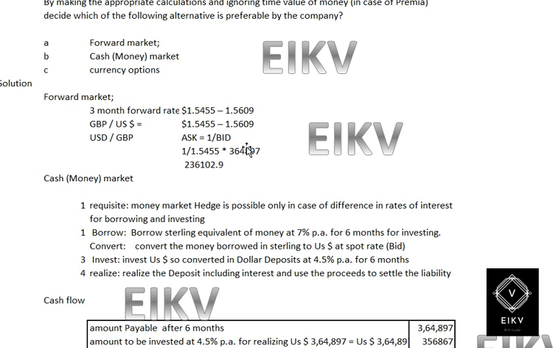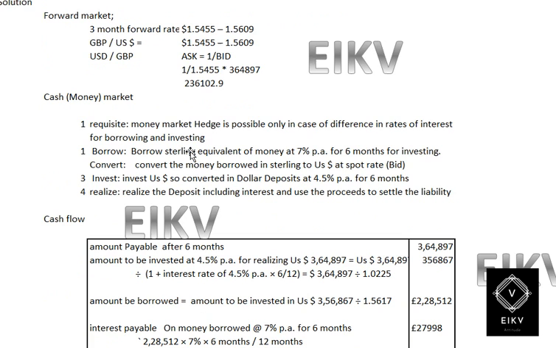So the 1 by bid would be 1 divided by 1.5455 into 3,64,897, which gives you an amount of 2,36,102.9 GBP.